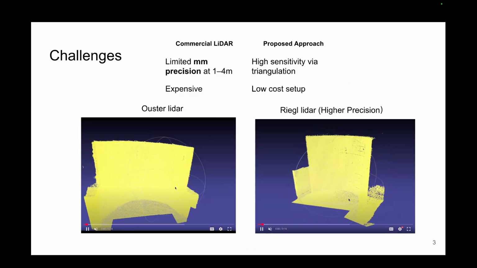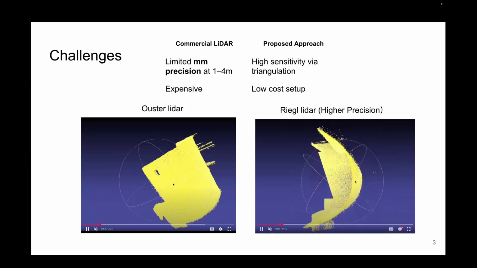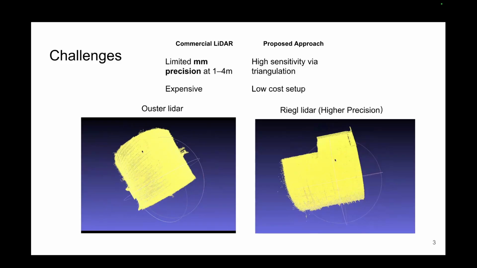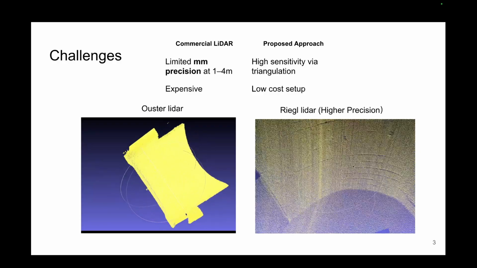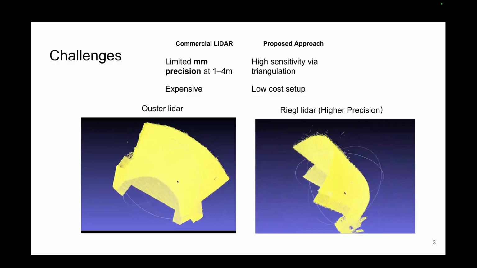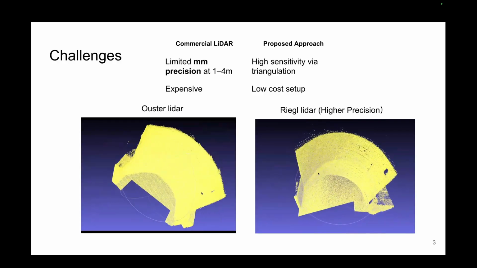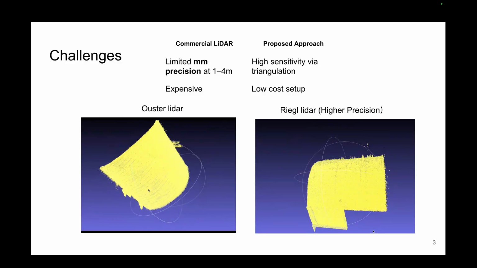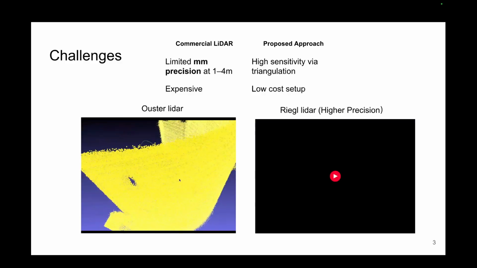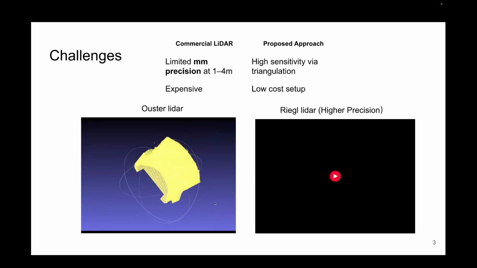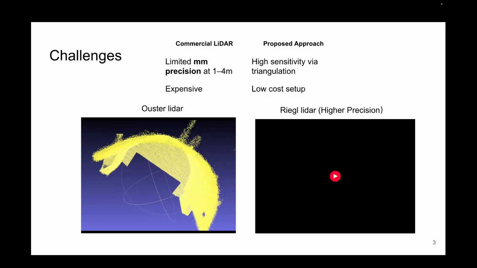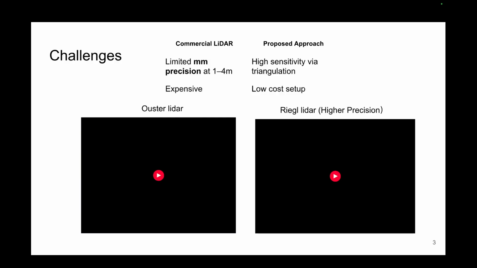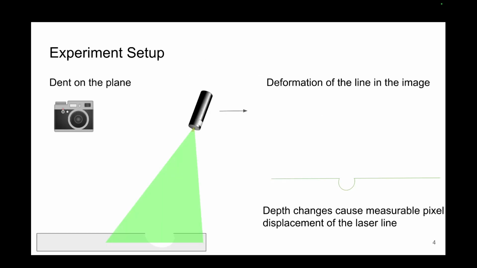The challenge is that commercial lidars only have centimeter precision above a meter away, and they're quite expensive. As you can see, I've showcased two lidar scans from the Ouster and the Livox lidar, and each point cloud dot is of centimeter precision, and you cannot visually tell where the millimeter abnormalities exist. And I propose a triangulation-based setup, which is cost-effective and very accurate.